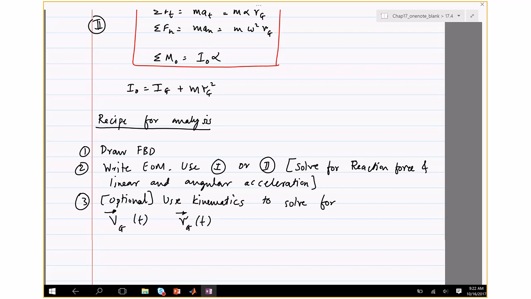So you find that, and once you know the linear and angular acceleration, you can solve for Vg as a function of time. You could also solve for omega as a function of time, and theta. Omega is a scalar. Omega is obtained by integrating angular acceleration. Theta is obtained by integrating the angular speed. And Vg and Rg can be obtained by integrating the linear part of acceleration. So that's it. So given that, we will now try to see how we can apply this.